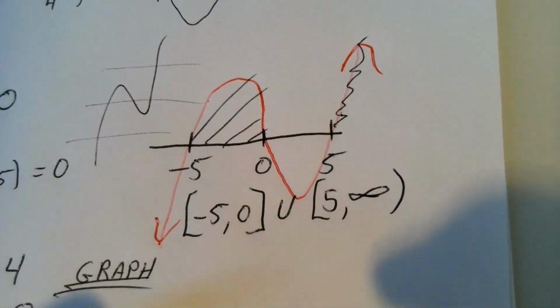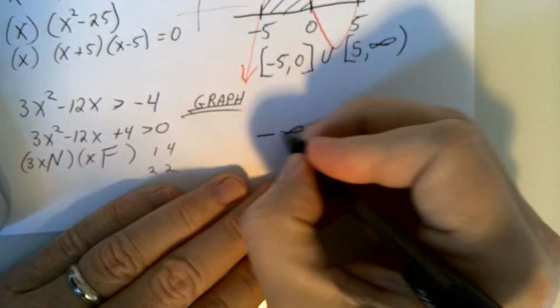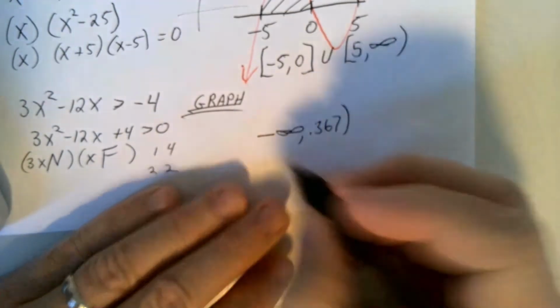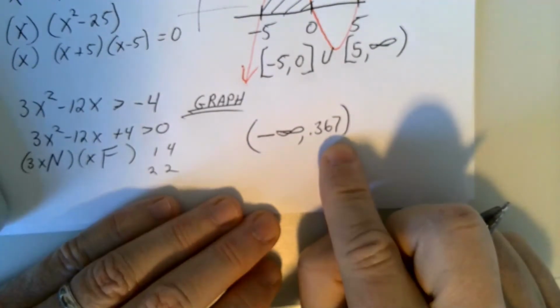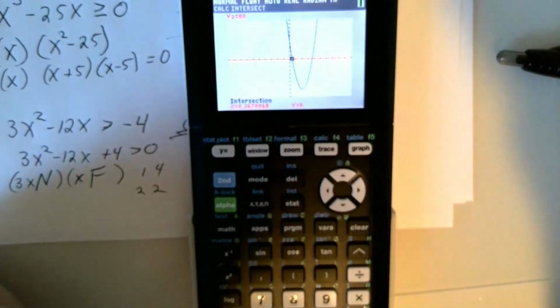So negative infinity to 0.367. And I don't care that we rounded it that much. It's not that big a deal. Union, and now we're going to find the other little branch right here.